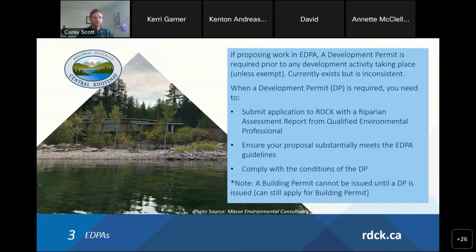So once an application has been received and it meets the guidelines, a development permit can be issued and the property owner must comply with the conditions of that permit. So essentially how they said they'd complete the work in their application is the expectation for how it will actually be completed. And as I mentioned in the previous slide, this is a process that already applies in electoral areas A, D, and E. And I should also mention just quickly before we move on, that a building permit cannot be issued until a development permit is first issued. So you can still apply for a building permit in order to not delay a project, but the development permit needs to be there first before any work starts.